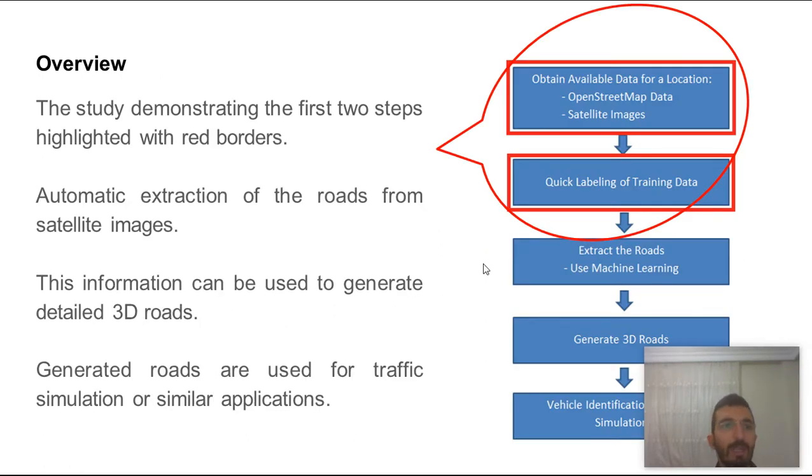Overview. In this study, we are demonstrating the first two steps, the lines with red borders. The other steps are future work. The first two steps are finished in this study. And then automatic extraction of the route from satellite images. This information can be used to generate detailed 3D routes. Finally, using machine learning with labeled data for automatic extraction of the route from satellite images. This whole set of steps is the goal.